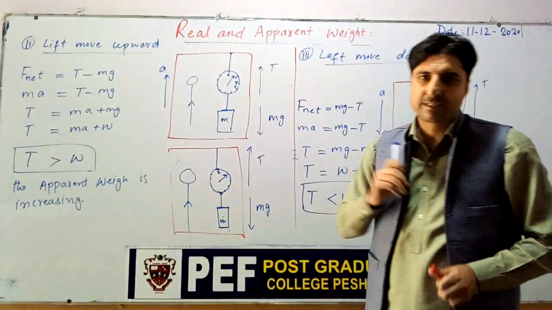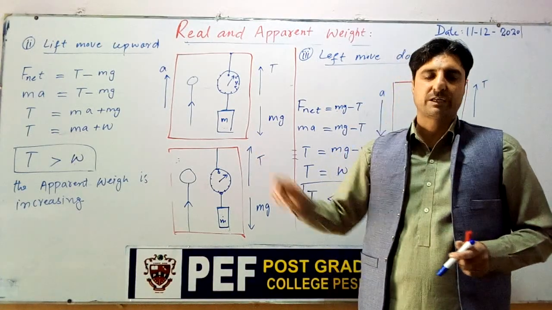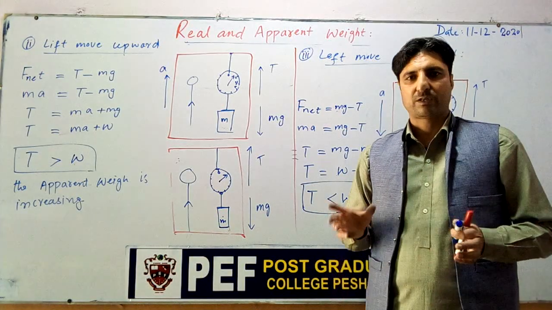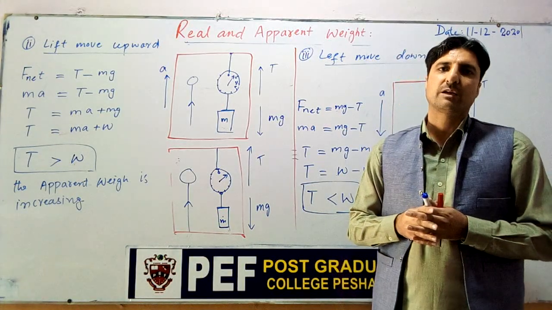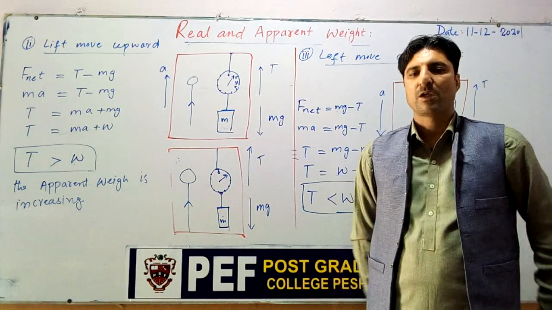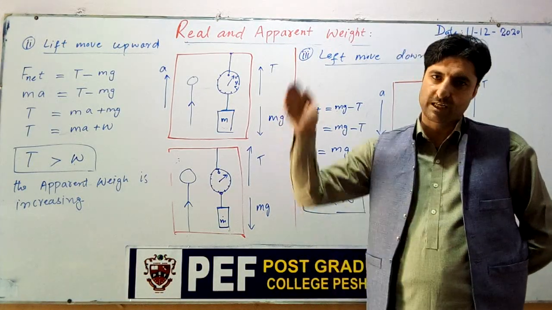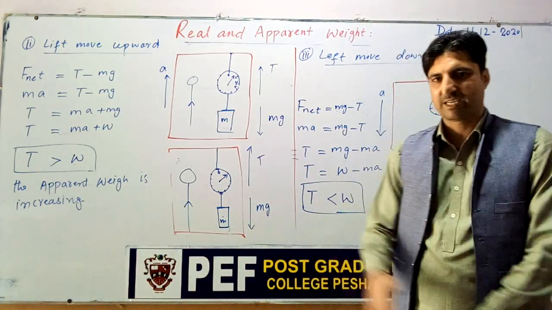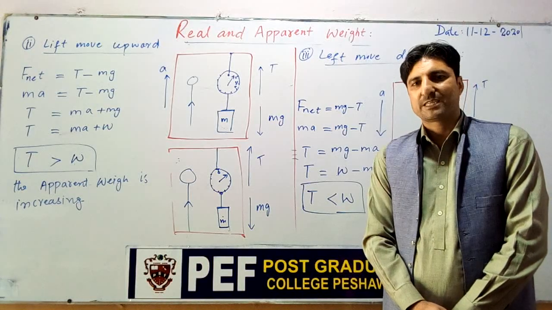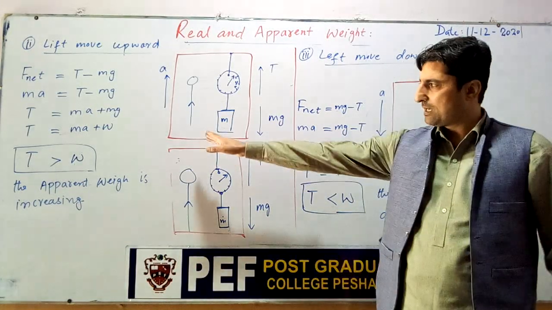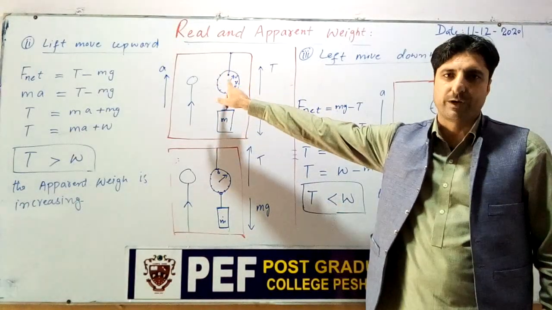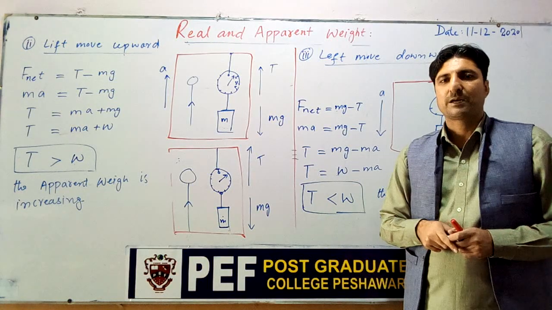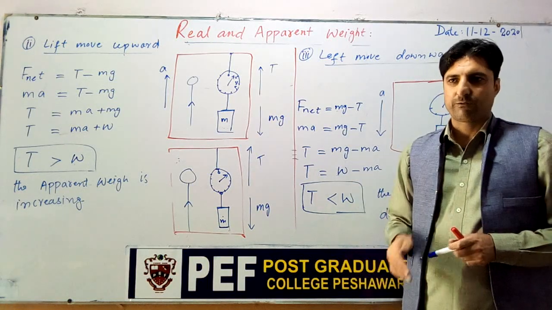So let me explain these three cases once again. We have studied three cases. Here is a weight or a mass in a lift. When the lift is at rest, we see that both real and apparent weight are equal. Now when the lift is moving with some acceleration in upward direction, then the apparent weight is increasing, so apparent weight will be greater than the real weight. The needle will show greater weight. Now if the lift is moving in downward direction, the apparent weight will be less than the real weight.